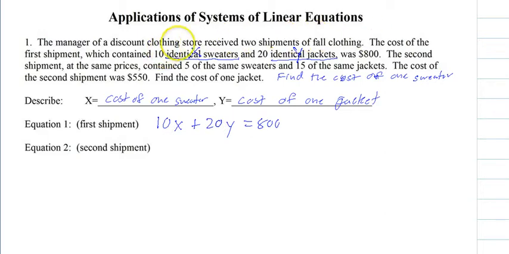But it's 10 sweaters that cost, we don't know. 20 jackets and they each cost, we don't know, for a total cost of 800. So if you look at the second shipment, at the same prices, it contained 5 sweaters, that's X, plus 15Y, because those are your jackets, for a total cost of 550. And then there is our system of linear equations.